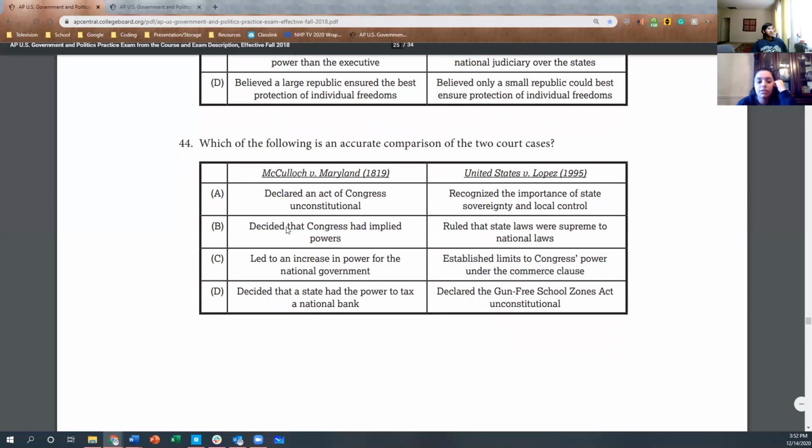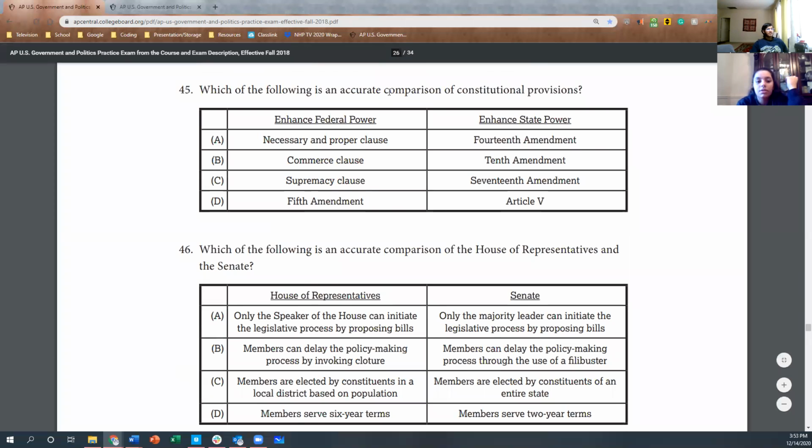Yep, C. Okay. Accurate comparison of constitutional provisions. Necessary and proper clause, yes. 14th Amendment, no. Commerce clause, yes. 10th Amendment does enhance state power.